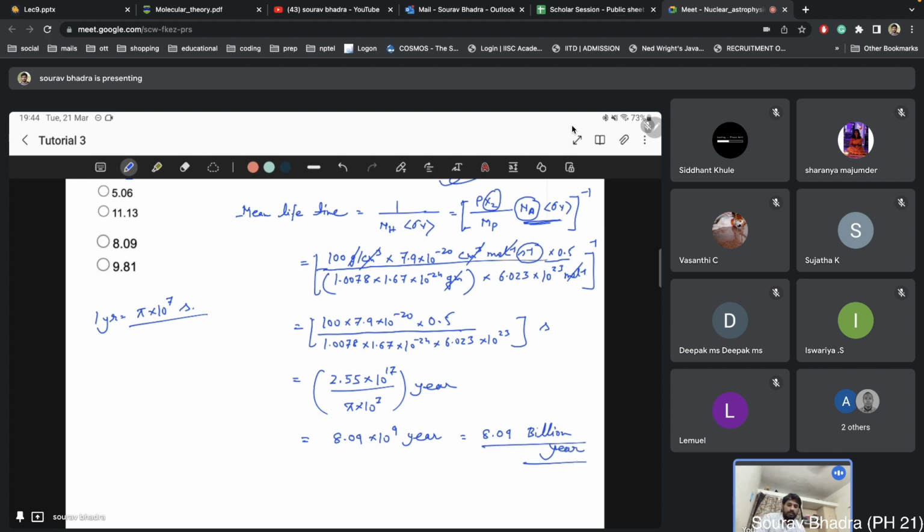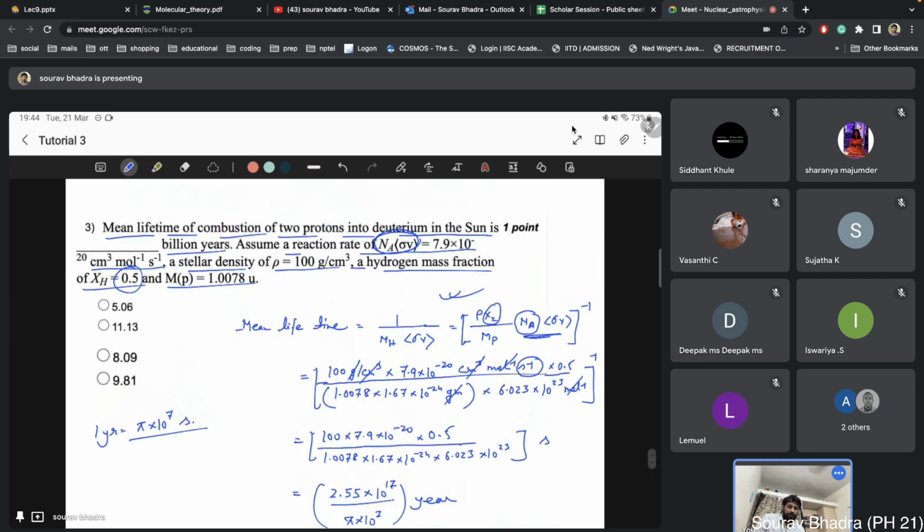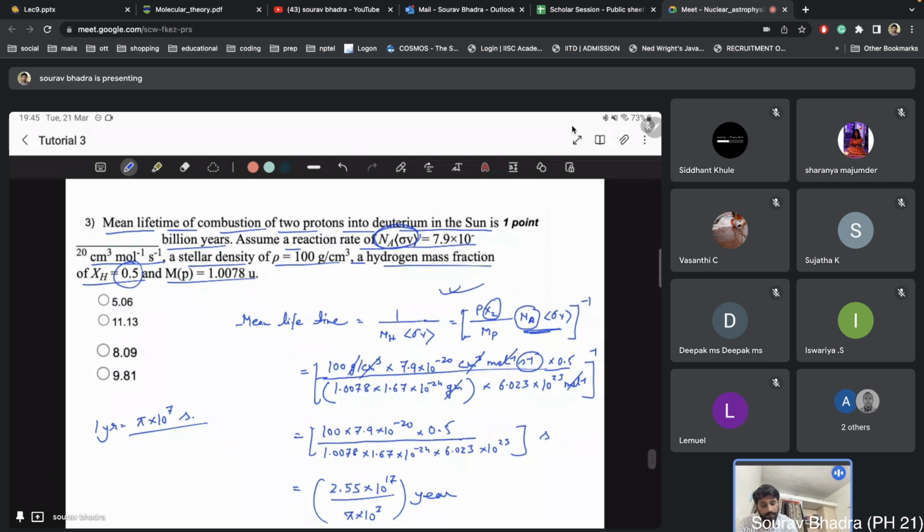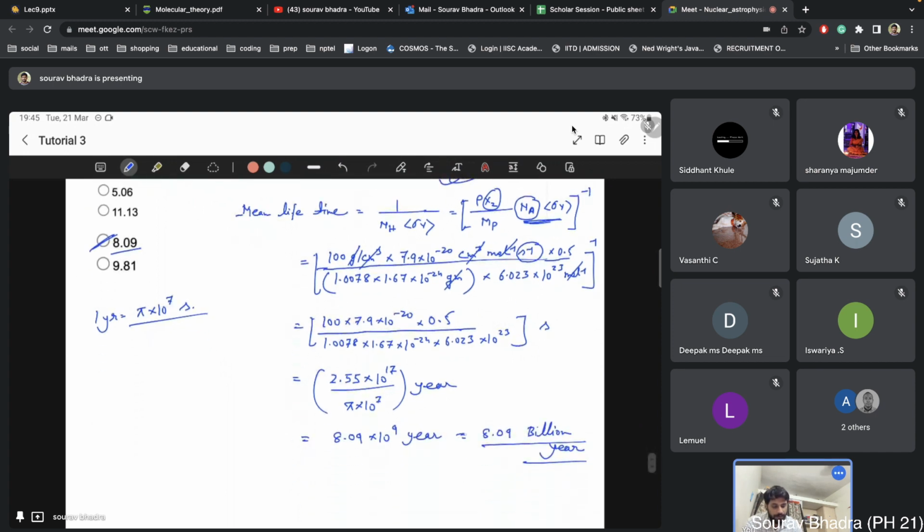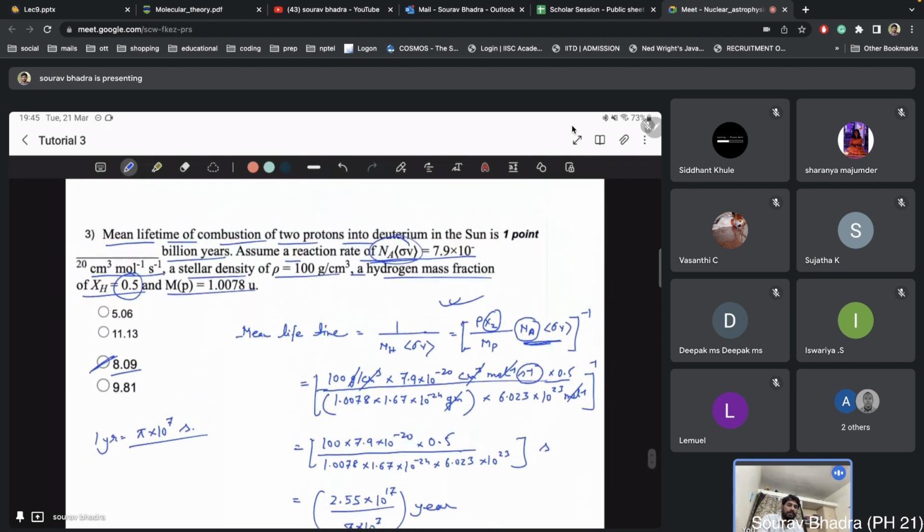Okay, so this is your answer to this question. You can see that it is only a value-putting type question. You don't need any complex calculation, every value is actually given. If the value of Na sigma v was not given, then it would be much harder to do, but fortunately it is given. So that is 8.09 billion year for this problem. I will do that problem also in a later class, when Na sigma v is not given and you have to calculate it from the basic theory. For this class I think it is the easier way.